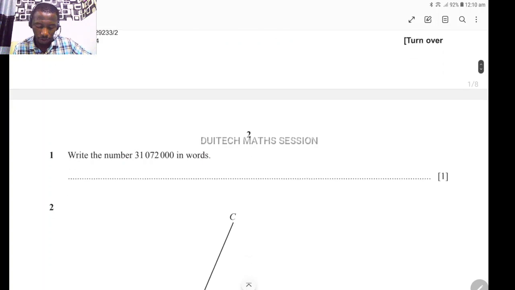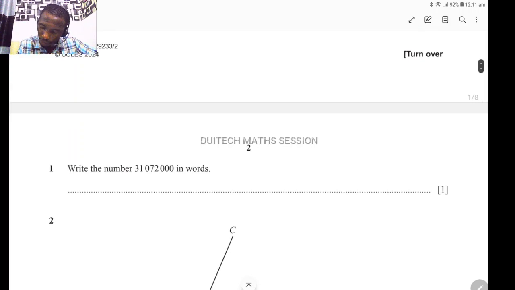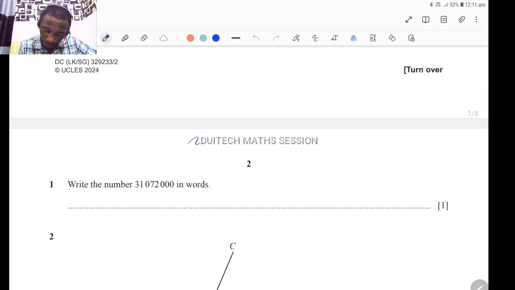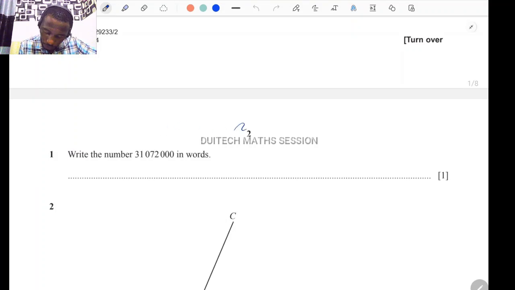Number one says we should write the number 31,072,000 in words. So you have to read the number, then know how to write it. First of all, you notice that this number is in tens of millions. So you have to read it that way: you write down the tens first. 31 is the tens, then you count the rest as millions. So it will now be 31,072,000.